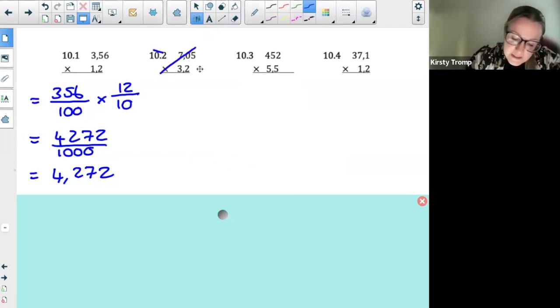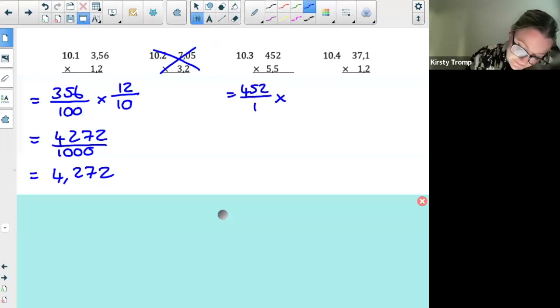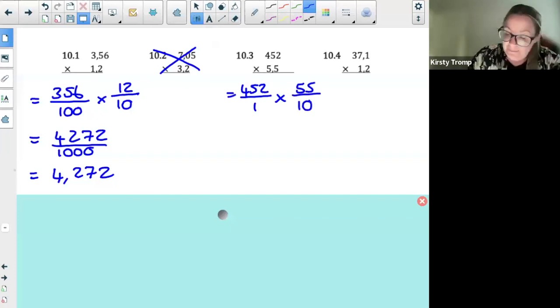So forget about this one for now. Let's do this one together. Okay, ma'am. What would you do first? I would first write 452 as a fraction, which is 452 over 1. Are you going to do it as a fraction? You're going to do it my way. Yes, ma'am. 452 over 1 times 55 over 100. Wait, 10. Over 10. Good. 55 over 10.